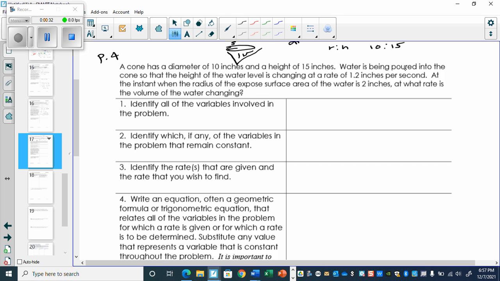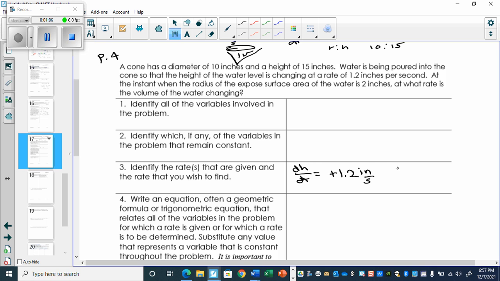It says water is being poured into the cone and the height of the water level is changing at a rate of 1.2 inches per second. And that height, dH/dt, I'm going to write it right here. dH/dt is positive because it's increasing. Okay? It says at the instant when the radius of the exposed surface area of the water is 2 inches, at what rate is the volume of the water changing?